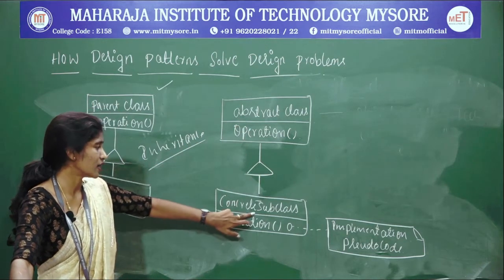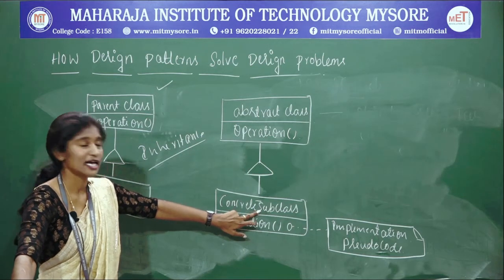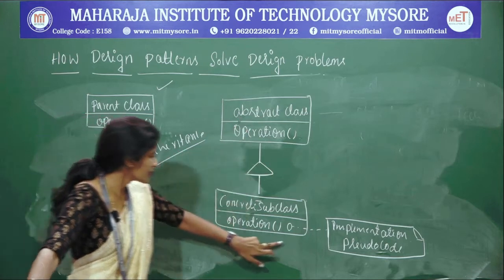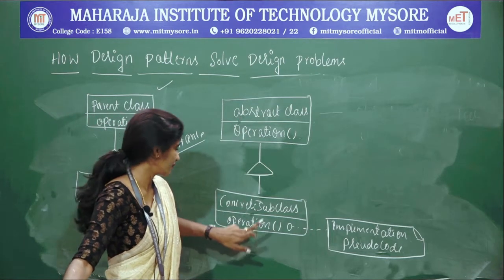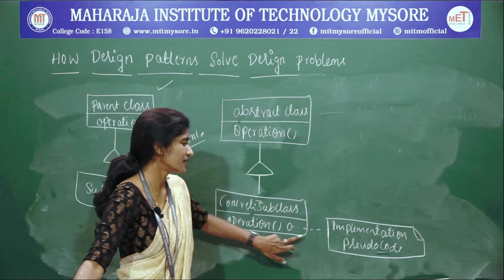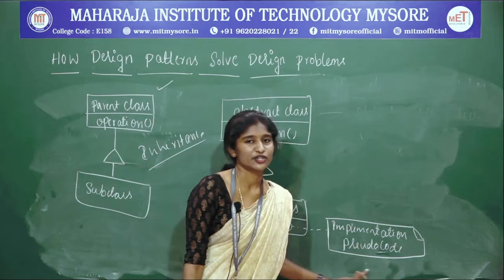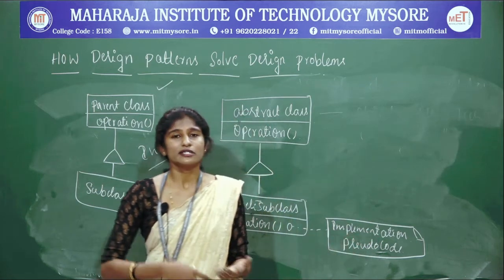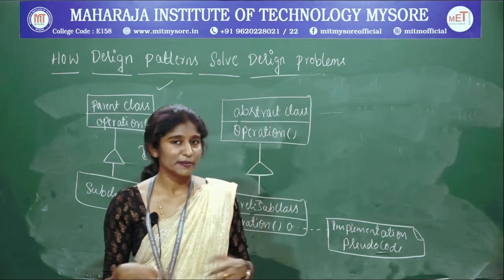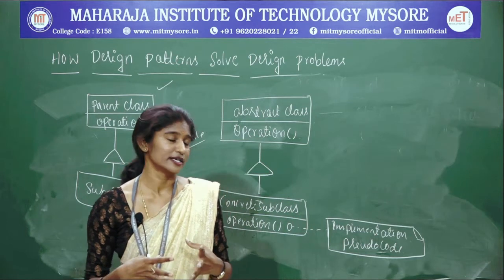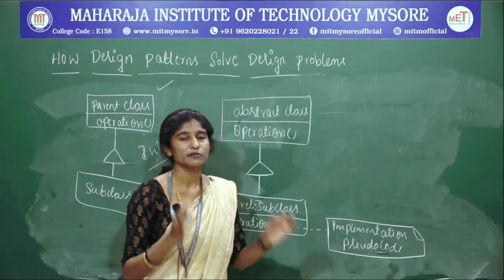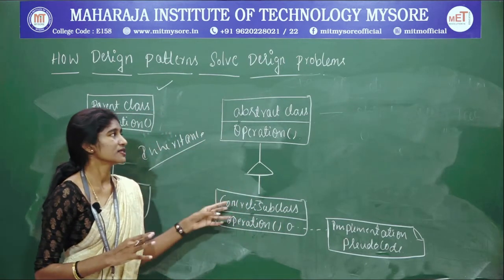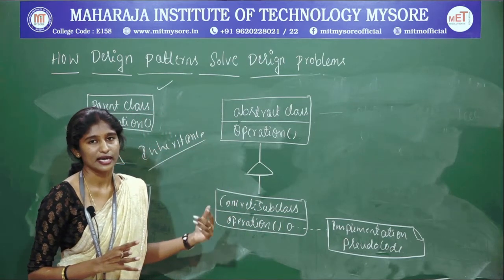So within that you have concrete subclasses, that is the classes which are going to derive from the abstract classes, and then you can see the operations with respect to the concrete subclasses. It has the implementation part. The implementation part contains pseudo code, meaning it does not contain the complete implementation or complete coding. It contains only pseudo code, some algorithmic notations, right. So that is how we represent abstract classes and concrete classes.